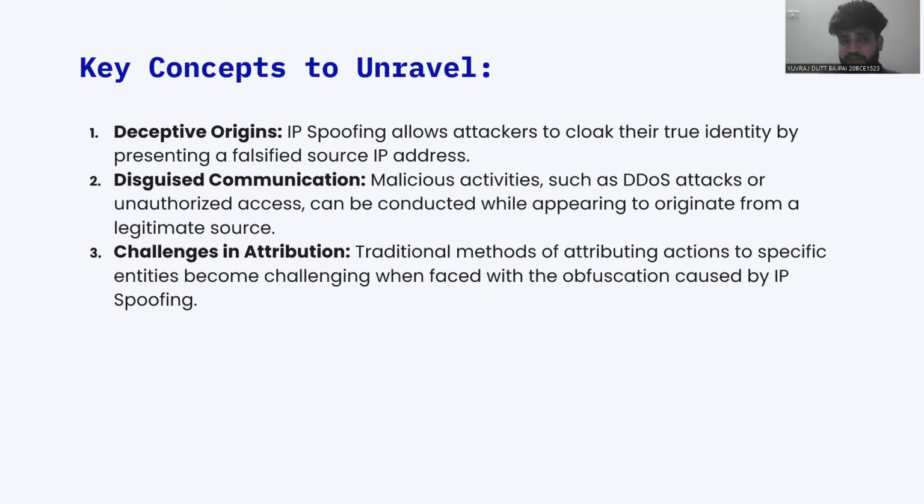The deceptive origins. IP spoofing allows an attacker to cloak their true identity by presenting a falsified source IP address. Second point, disguised communication. Malicious activities such as DDoS, denial of service attacks, or unauthorized access can be conducted while appearing to originate from a legitimate source. Third point is challenges in attribution. Traditional methods of attributing actions to specific identities become more challenging when faced with the obfuscation caused by IP spoofing.